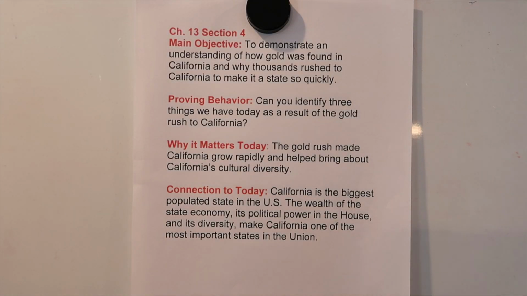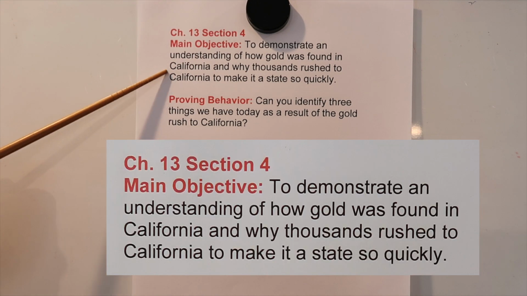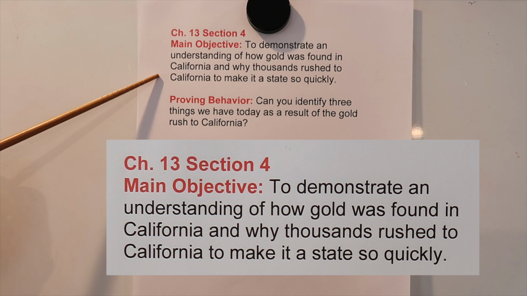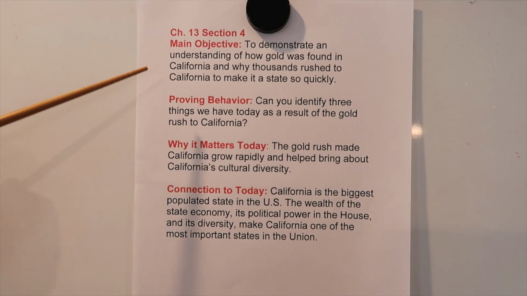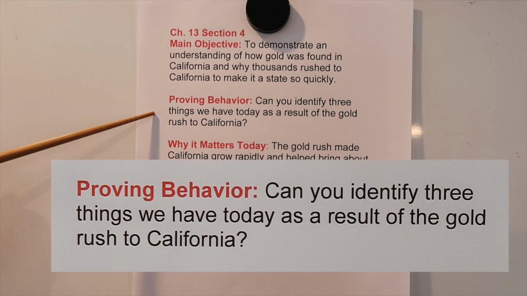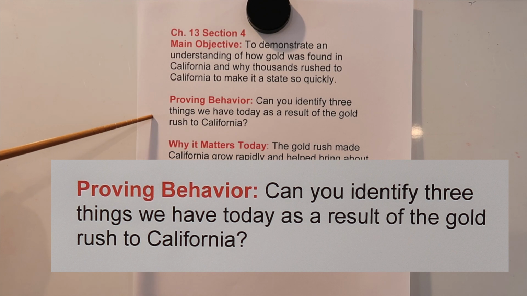So let's take a look, as we always do, at what the objectives are and what I'd like you to be able to do after completing the section assessment and watching this YouTube lesson. The main objective is to demonstrate an understanding of how gold was found in California and why thousands rushed to California to make it a state so quickly. The proving behavior will be, can you identify 3 things we have today as a result of the gold rush to California? We'll especially talk about those 3 things when we get to the end of the video today.